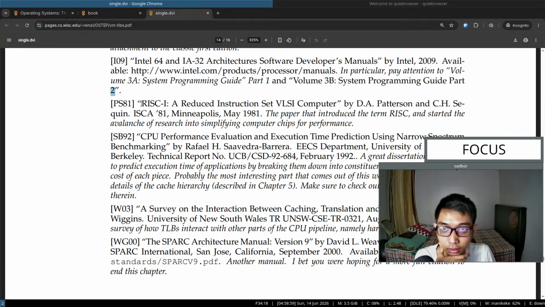Okay, RISC I guess, a reduced instruction set VLSI computer. The paper that introduced the term RISC and started the avalanche of research into simplifying computer chips for performance.